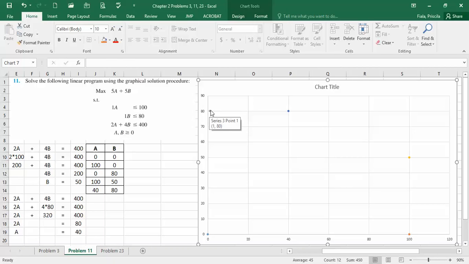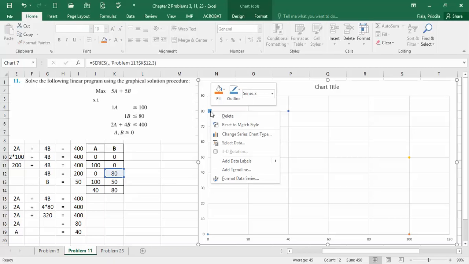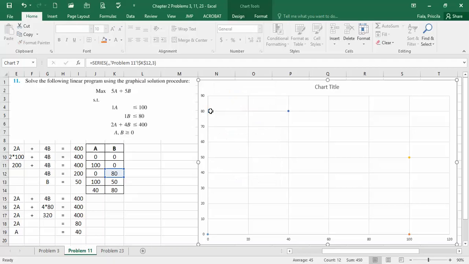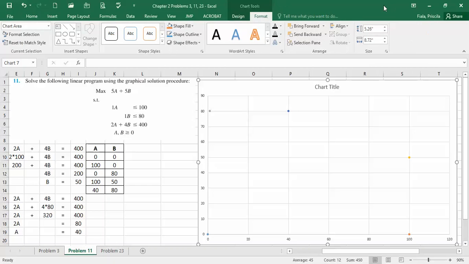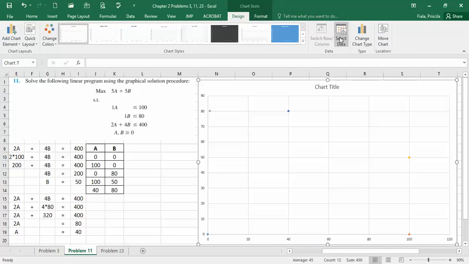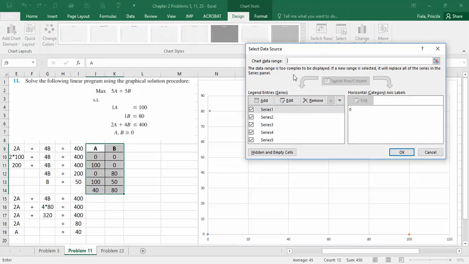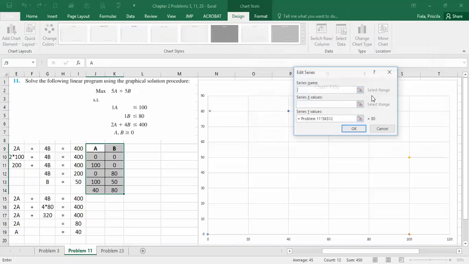Actually, this is wrong. It should say 0 and 80. Let me go over here, go to Format, actually Design, select Data. I'm not sure which series that is. The third one? Edit. Oh, I don't have one.